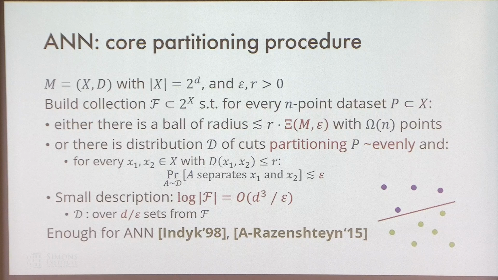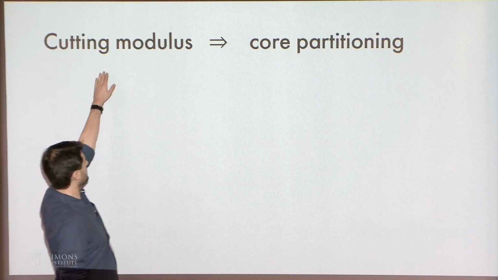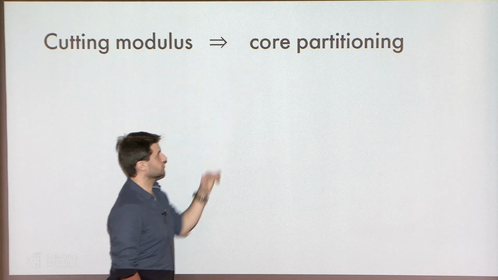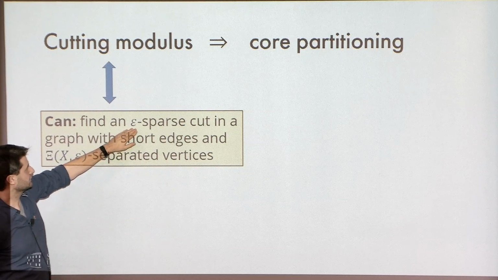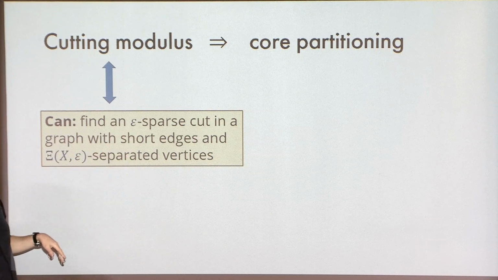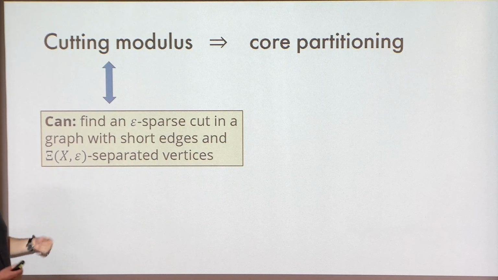Okay, and just to say something about the connection between cutting modulus and obtaining this copartitioning: cutting modulus being small means that we can find an epsilon sparse cut in a graph with short edges and where all the vertices are separated by xi. So this means that there is no small ball. This means that vertices are separated. So any graph that satisfies this property must have an epsilon sparse cut.